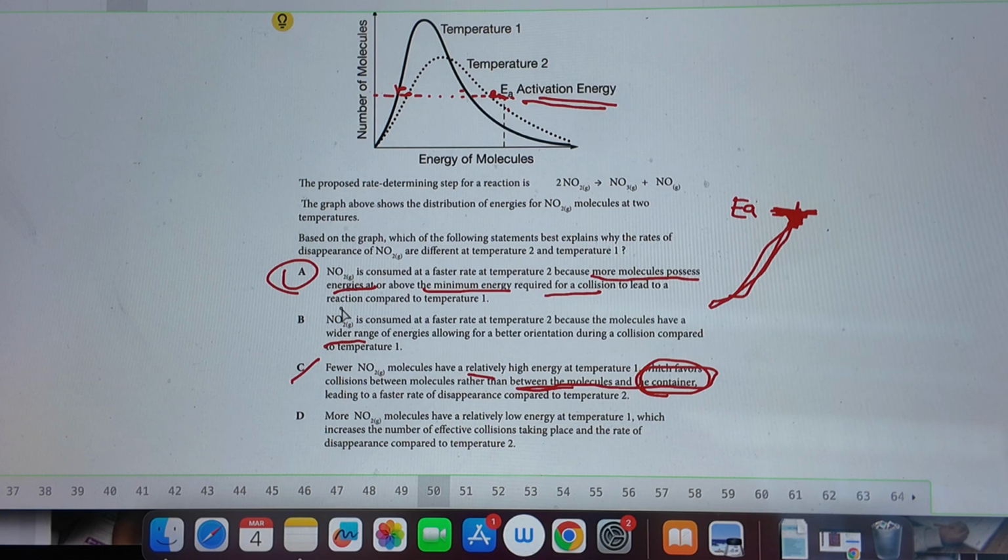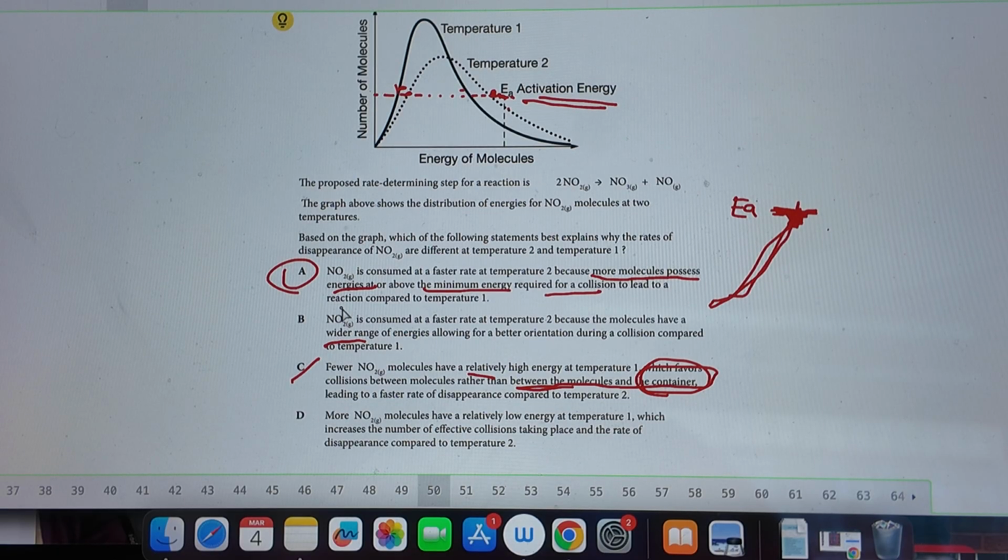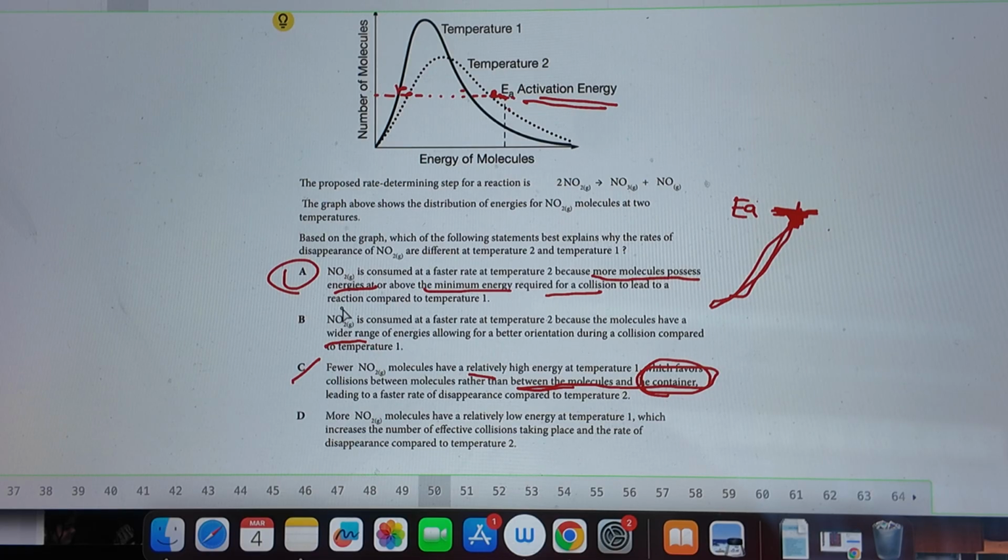And then D says more NO2 molecules have a relatively low energy at temperature 1, which increases the number of effective collisions taking place and the rate of disappearance compared to temperature 2. So it says lower energy molecules at temperature 1 increase effective collisions, but the problem is that's not what's happening at temperature 1.